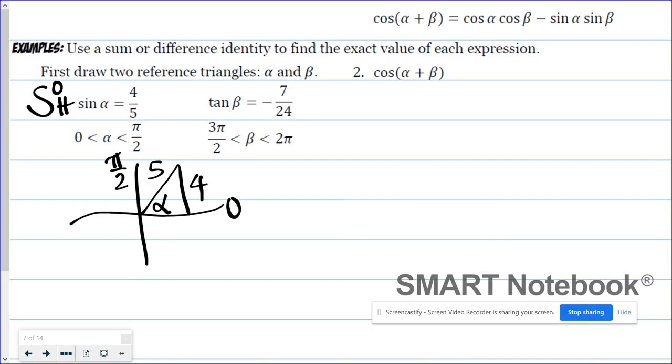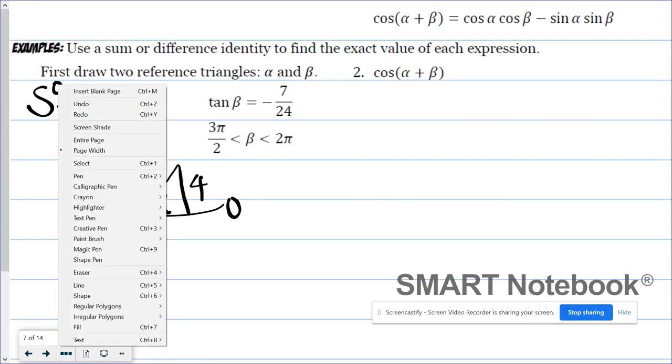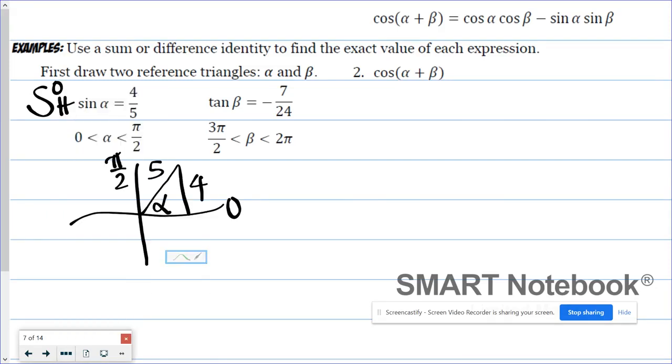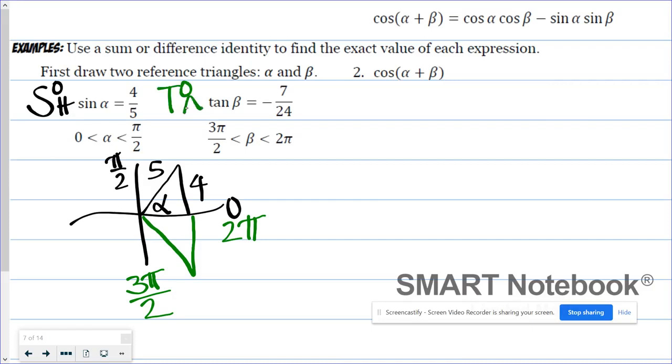As far as angle beta goes, they tell us that tangent of angle beta is -7/24, and that beta is in between 3 pi over 2 and 2 pi. Well, this right here is where 3 pi over 2 is located, and then, of course, 2 pi. So beta gets drawn in quadrant 4. And then remember, tangent is the opposite over the adjacent. And so the opposite here is -7, the adjacent's 24.